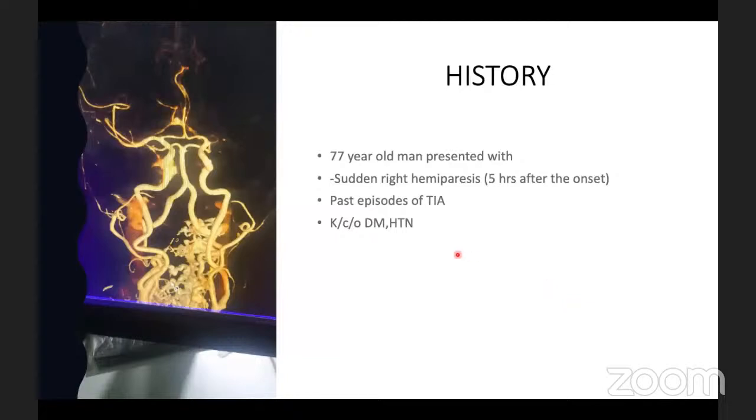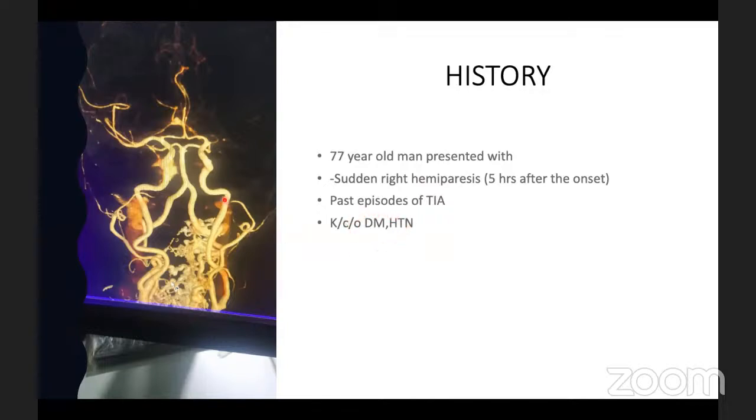Next, a 77-year-old man presented with sudden onset right hemiparesis 5 hours after onset. He has a past episode of TIAs and is a known case of diabetes and hypertension. When a patient has repeated episodes of TIA, we should suspect a large vessel or ICAD, because the same territory is being affected, and he also has vascular risk factors that can lead to vasculopathy.